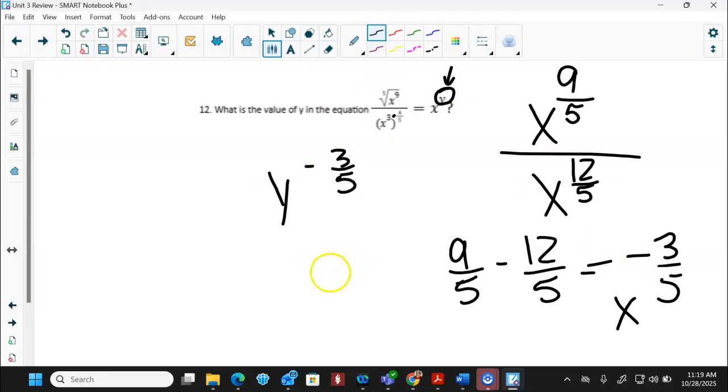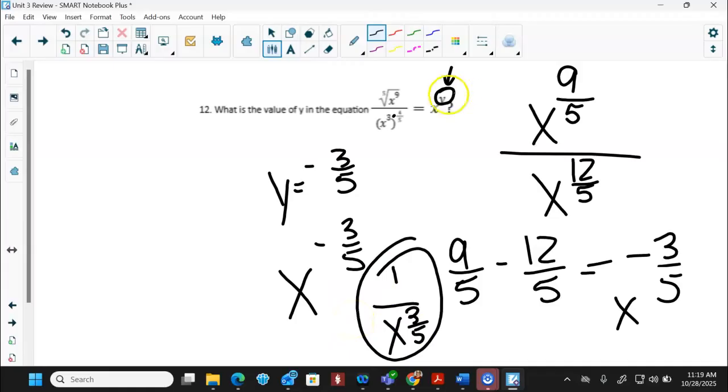Now how would I write it all together? I would write, so this is my y. So I would write x to a negative 3 over 5, which then will end up being x to 3 over 5 over 1. But that's a formal answer. What is the question asking you? It's only asking you what needs to be. What does x raised to? It's raised to negative 3 over 5. So your answer is negative 3 over 5.